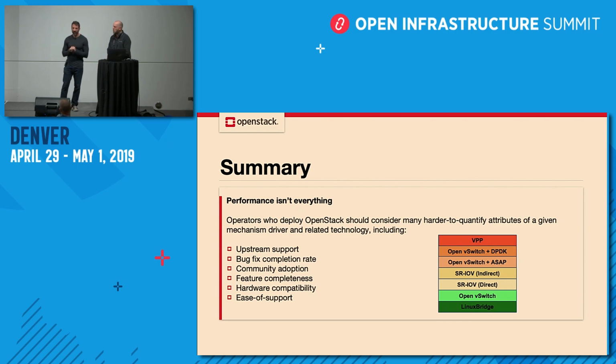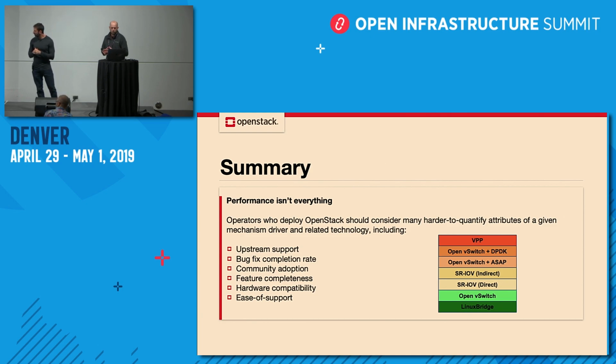So speaking of summary, everything we've talked about today thus far has been a quantifiable metric. It's been a speed, but we also want to talk about the non-tangible things. We want to talk about how difficult it was to install and maintain. James had to recompile drivers on a couple of these examples. We also want to talk about upstream support, bug submission rate, bug fix rate, how much the community has adopted it, which features it had, which features it didn't have, hardware compatibility, and then overall ease of support. And this is the scope that we came up with.